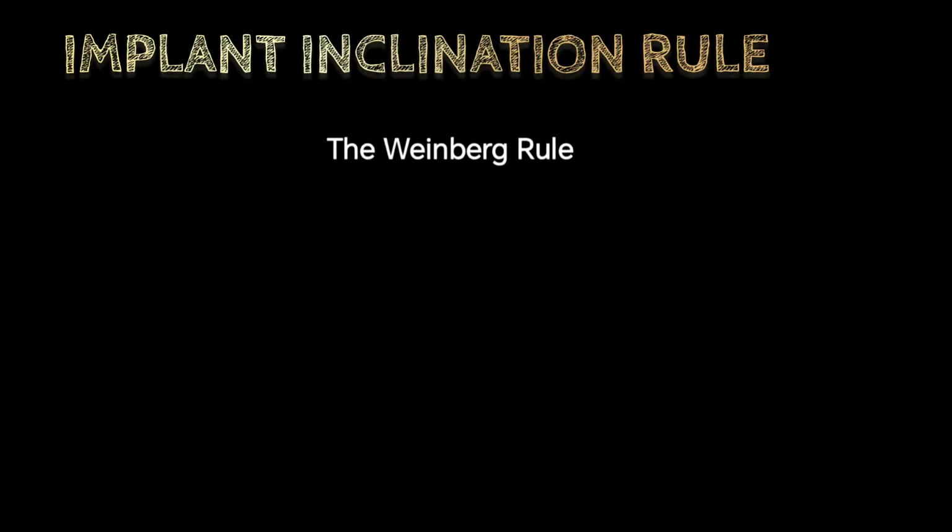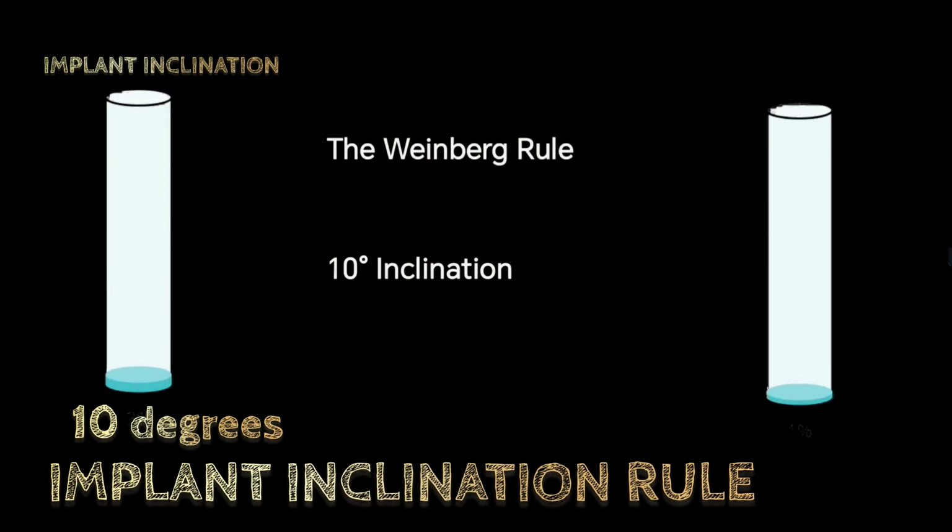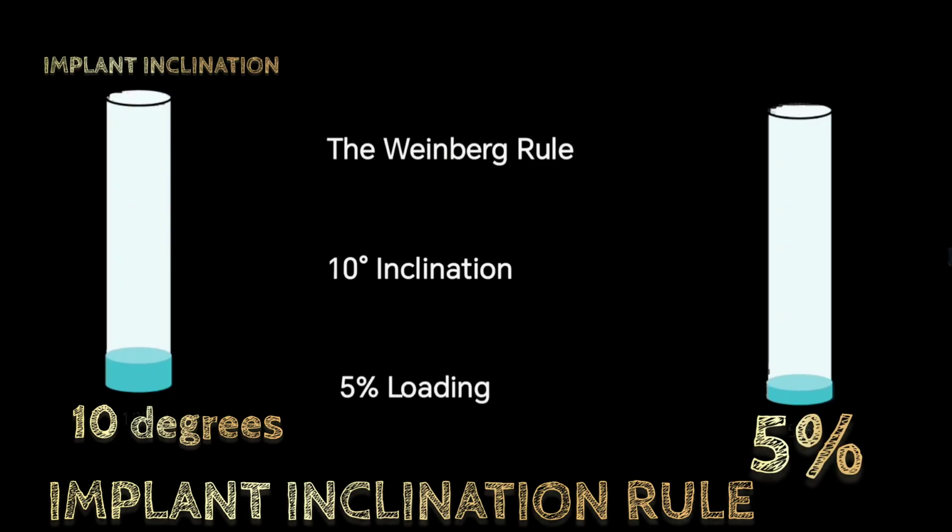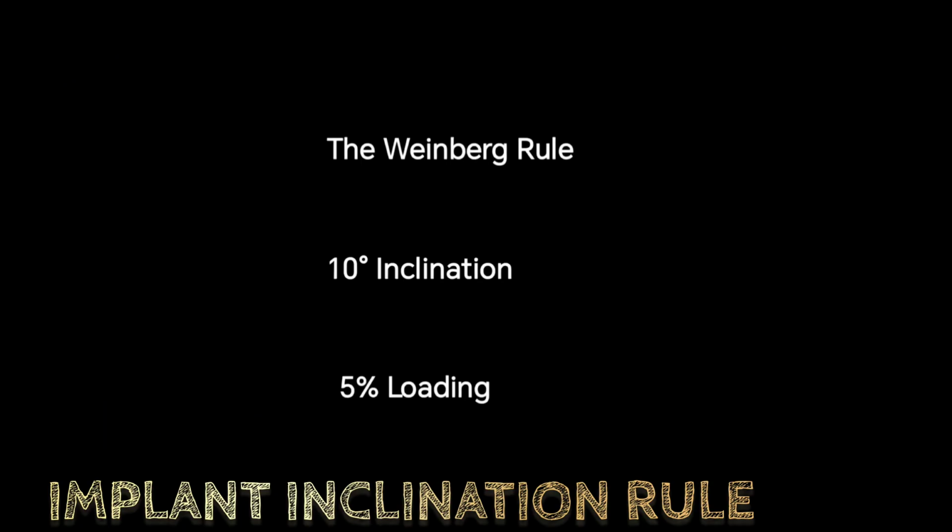The research done by Weinberg and colleagues establishes a direct mathematical correlation between implant tilt and the torque acting upon the implant prosthesis. For every 10-degree increase in implant inclination, there is approximately a 5% increase in the total load applied to the implant prosthesis system. This rule highlights that even minor deviations from the ideal vertical position significantly increase the mechanical demand on the hardware and the surrounding bone.